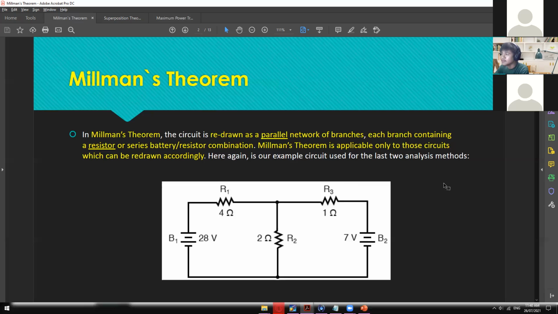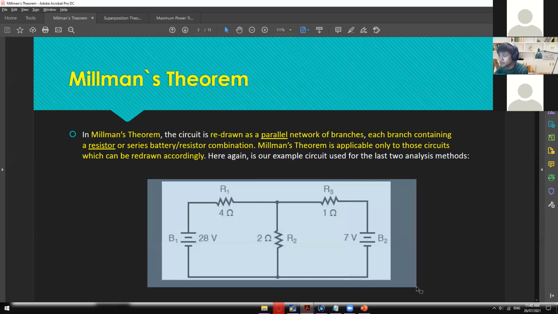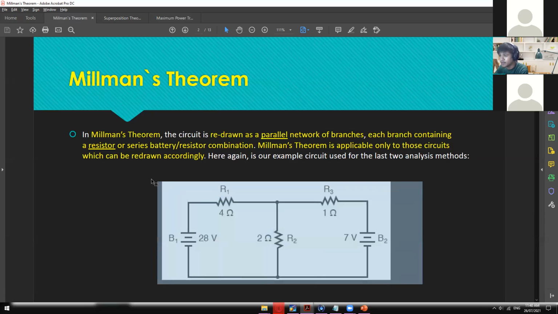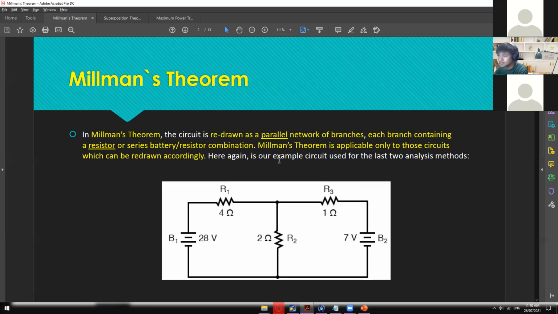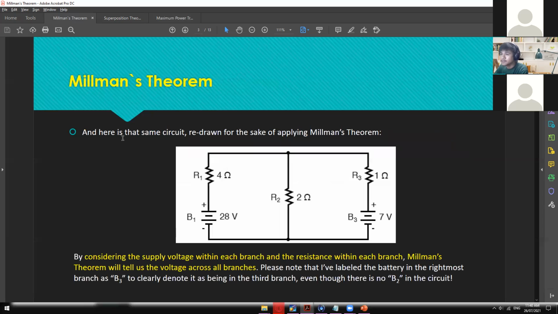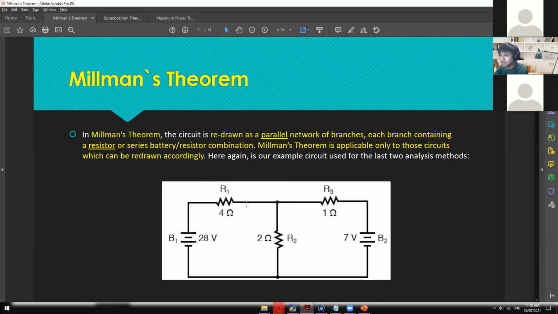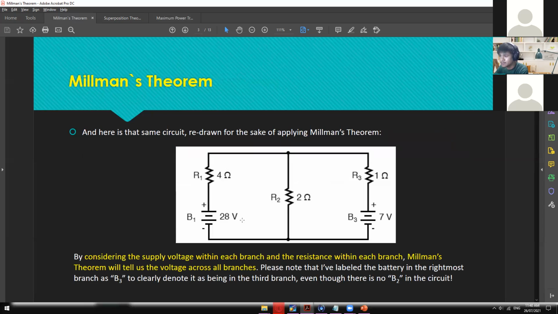All right. So here again is our example circuit used for the last two analysis methods. We're going to show that the values we get here are the same as with the past theorems that we have discussed. Here is the same circuit redrawn. We've just made it more obvious that they are in series with each other: the left side branch is in series with each other, and the right side branch is in series with each other also.